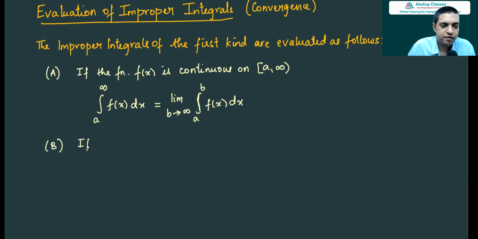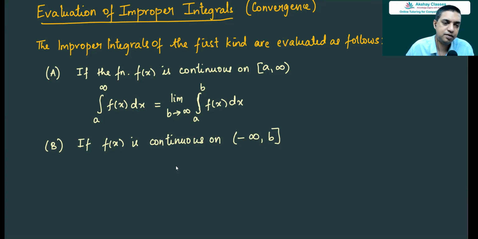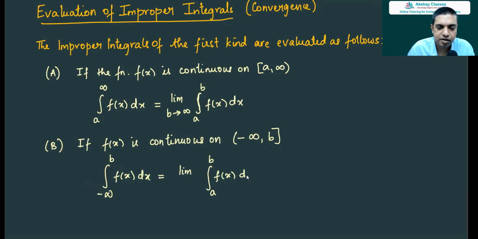Now, if f of x is continuous on minus infinity to b, so we have integral minus infinity to b f of x dx. How will we evaluate? We'll write integral a to b f of x dx, evaluate it, and then apply the limit a tends to minus infinity.